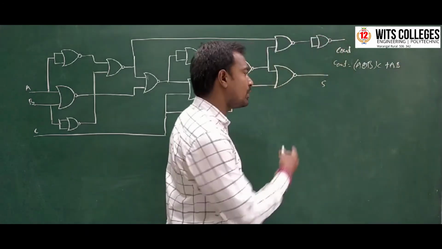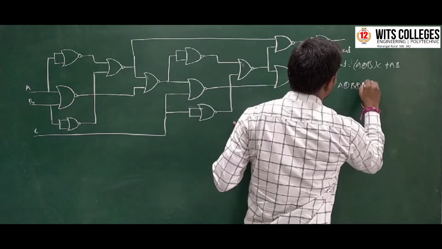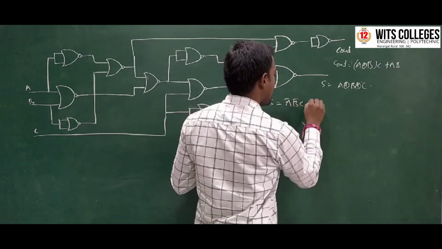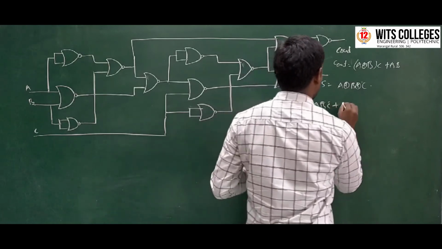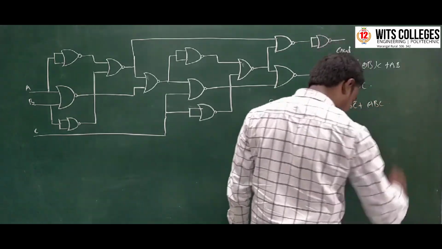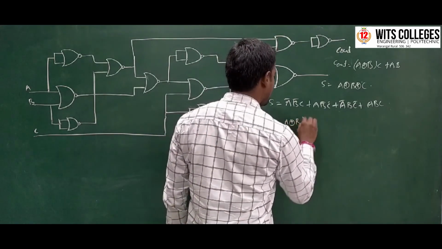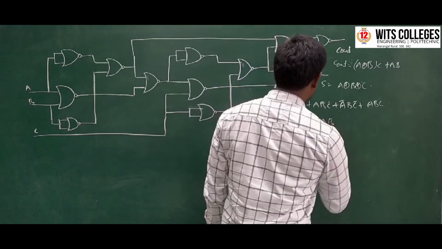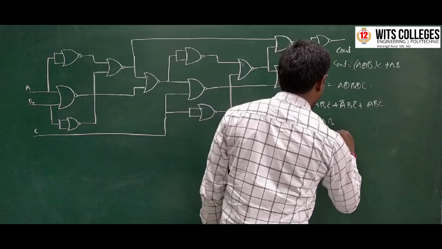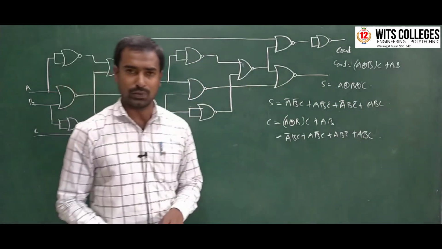So we will get the carry output that is equal to A exclusive or B into C plus AB. So this is the output we are getting, and the sum gives the output of A exclusive or B exclusive or C, and this can be written as sum S is equal to A bar B bar C plus A B bar C bar plus A bar B C bar plus A B C. So this is the output of sum, and carry output C is equal to A exclusive or B into C plus A into B, and this can be written as A bar B C plus A B bar C plus A B C bar plus A B C. So this is the carry output, right?